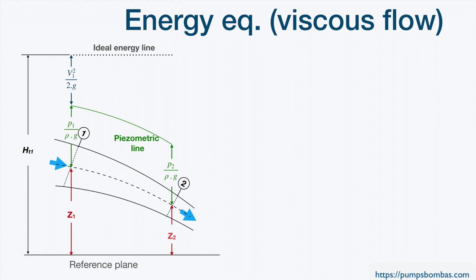So let's represent the kinetic energy at section 2. That will be higher, of course, than kinetic energy at section 1 because we have reduced diameter at section 2, and considering the mass conservation equation, if we reduce diameter, velocity increases. So we will have a higher level of kinetic energy at section 2, but we will not reach the ideal energy line. There is a blank space here, and what we have in this space are the energy losses.